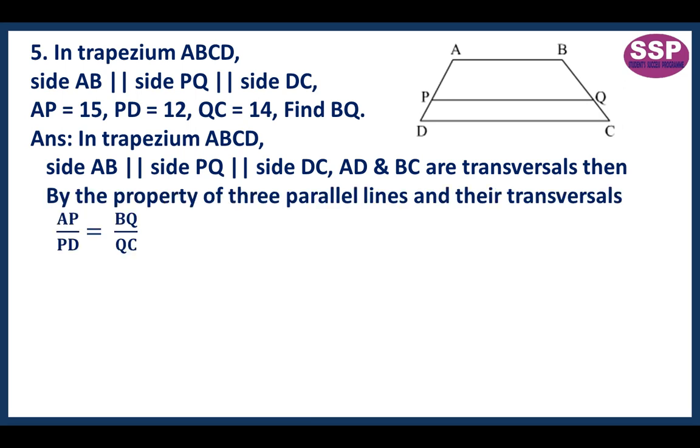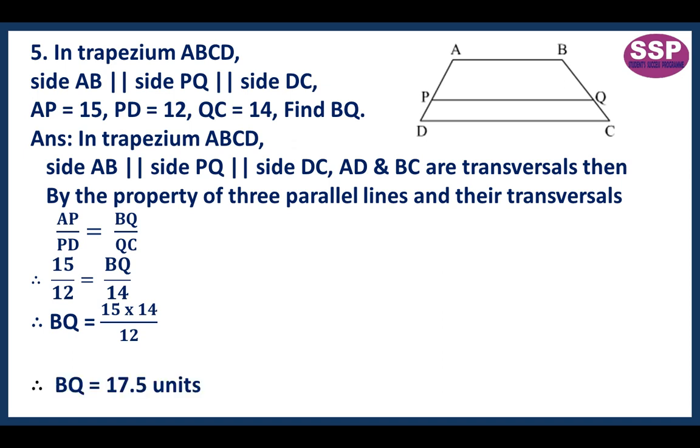Then, by the property of three parallel lines and their transversals, AP upon PD is equal to BQ upon QC. Putting the values, we get 15 upon 12 is equal to BQ upon 14. After cross multiplication, BQ is equal to 15 into 14 upon 12. On simplification, we get BQ equal to 17.5 units.